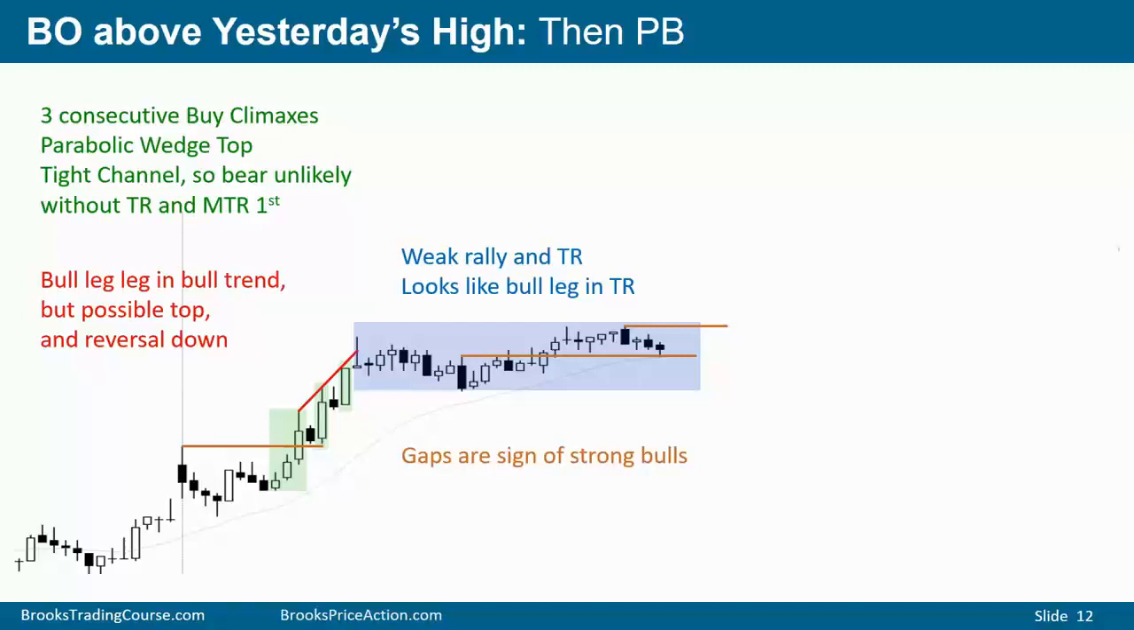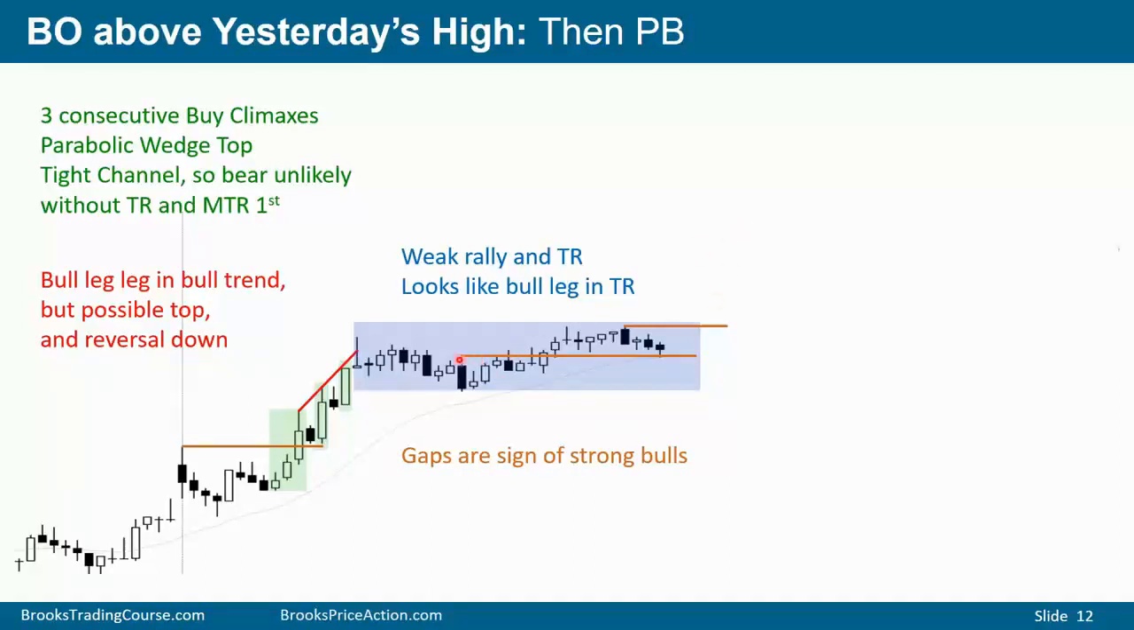We're getting some gaps. This pullback did not fall below that high, so that's a sign of a strong bull trend. This sell-off went mostly sideways instead of down, good for the bulls. And remember earlier I said if you are getting a tight channel down after a parabolic wedge top and you get a little breakout, it increases the chances that you're going to get trend resumption up.